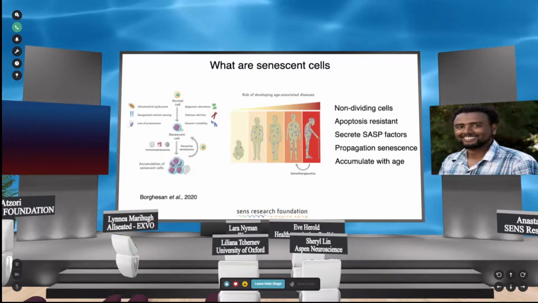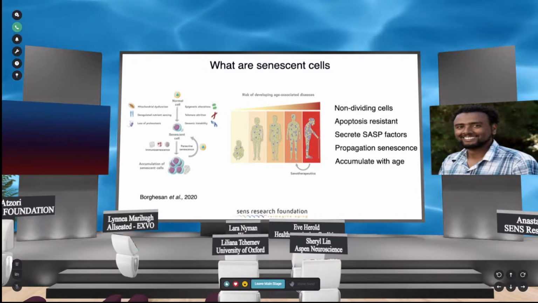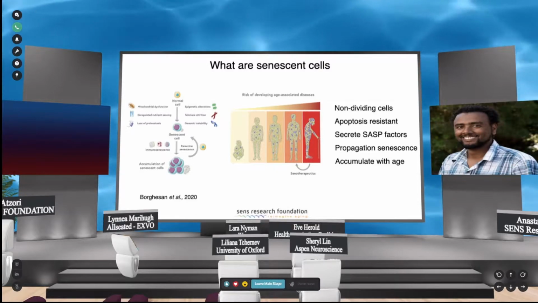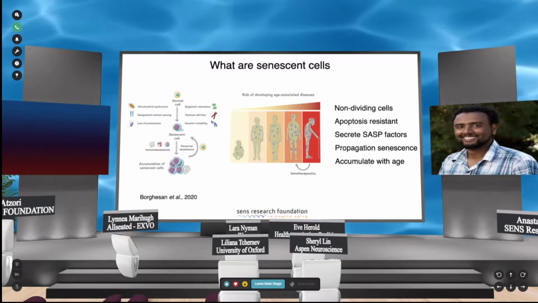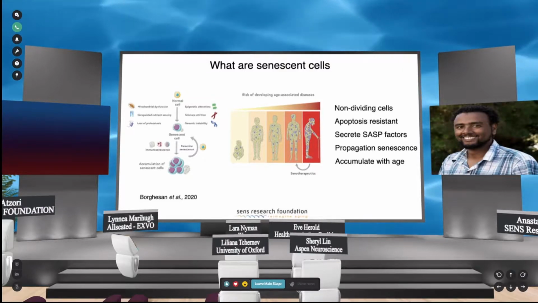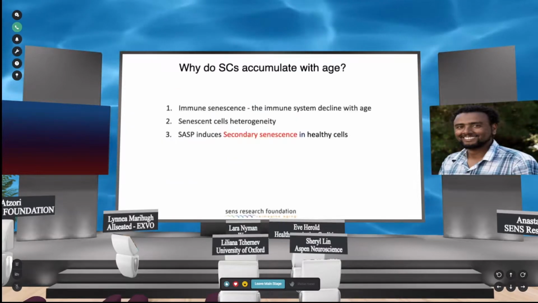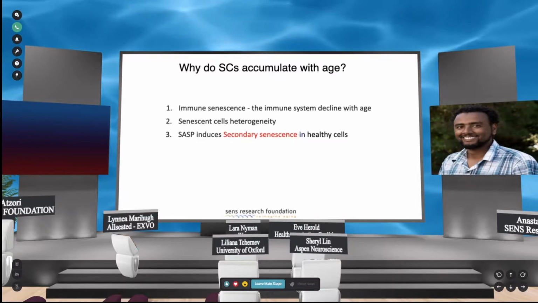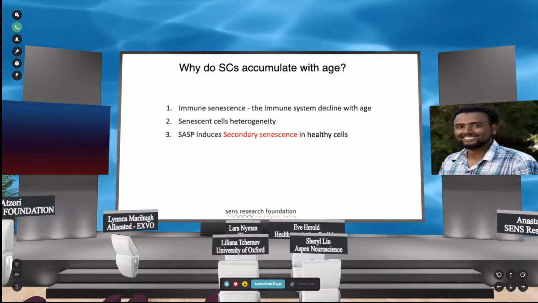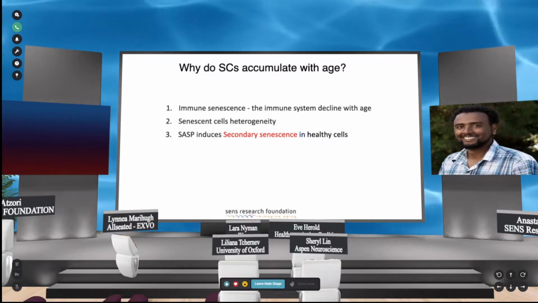So generally, senescent cells are non-dividing cells, and they are known to be apoptosis resistant. So they keep accumulating in our body. When we are young, we might have very little senescent cell accumulation in our body, but gradually we keep accumulating these senescent cells as we get older and older. Now, the important question we are asking here is why senescent cells accumulate when we age. And we believe there are at least three main mechanisms or reasons for senescent cell accumulation.